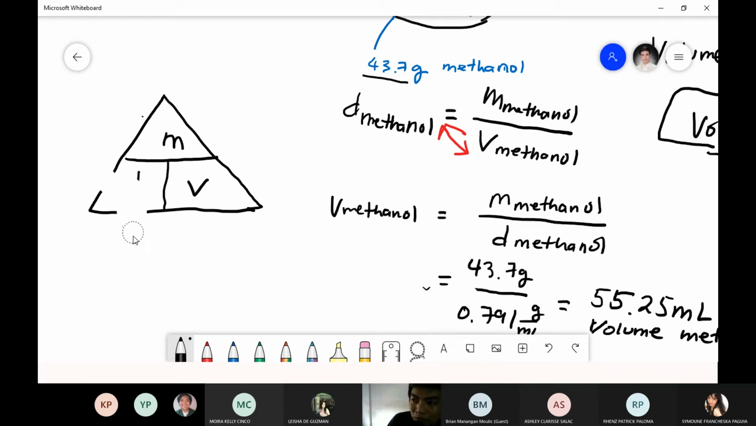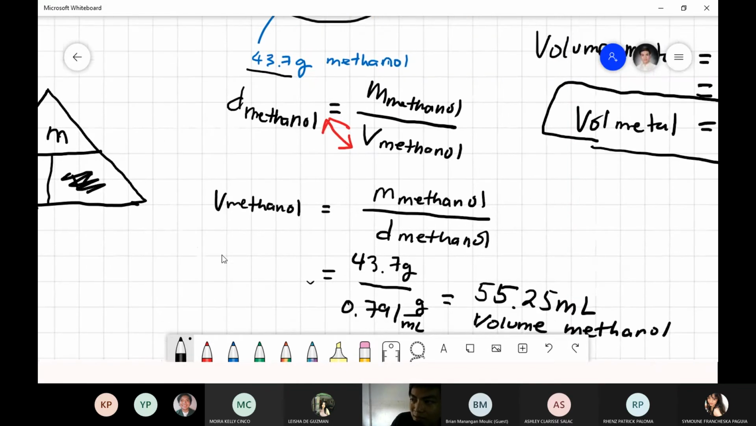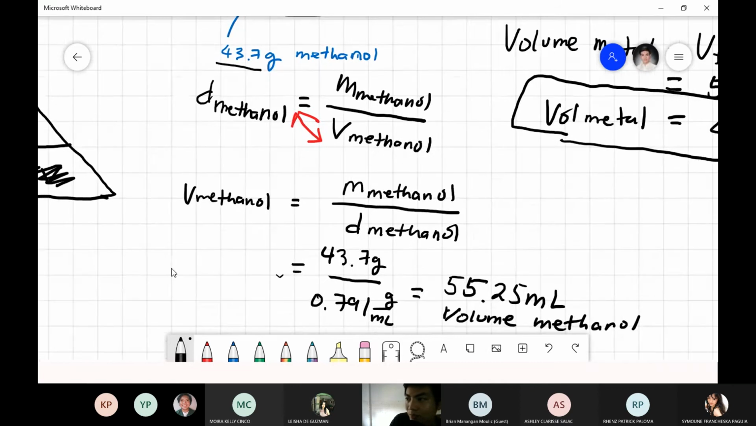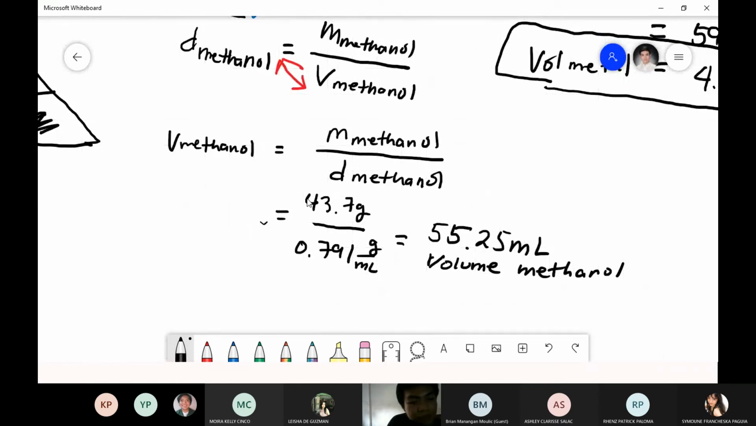Ngayon, hinahanap ko yung volume ng methanol. Takpan ko to. Mass divided by density. Ayun yung ginawa ko. Ito yung mass ng methanol. Sabi sa problem, 43.7. Density ng methanol, sinabi din sa problem, 0.791. Divide mo yon, you get 55.25.